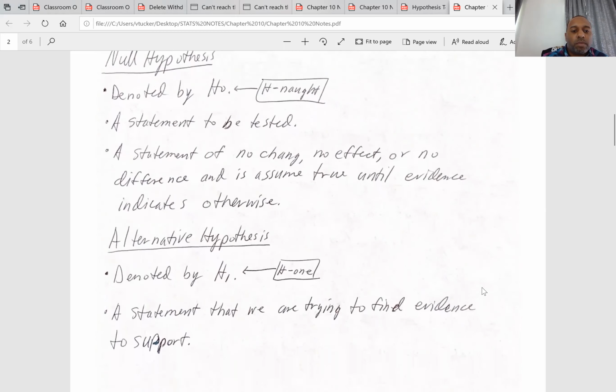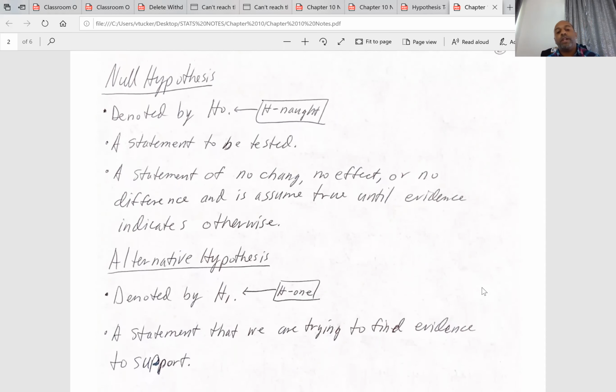Okay, so the other part is the alternative hypothesis. Denoted by H1 in our book, and other books have different notation for it, but we will use H1. So it's a statement that we are trying to find evidence to support.